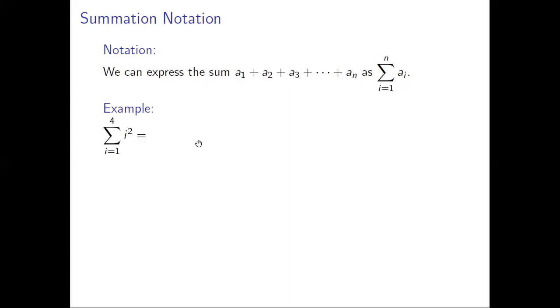So for example, the sum from i equals 1 through 4 of i squared is the following. So again, we start from i equals 1 and we go through i equals 4. So first we have 1 squared plus 2 squared plus 3 squared plus 4 squared, which is 30.